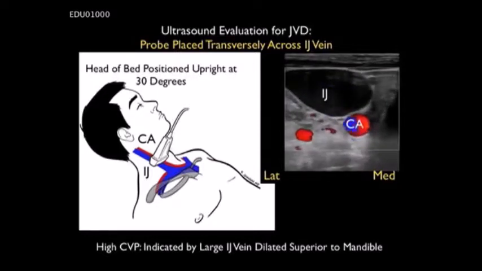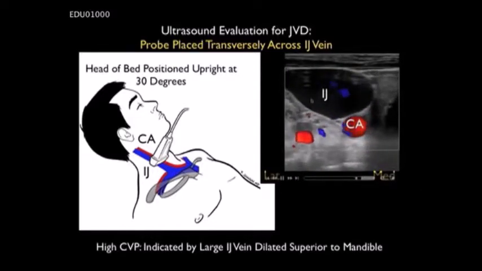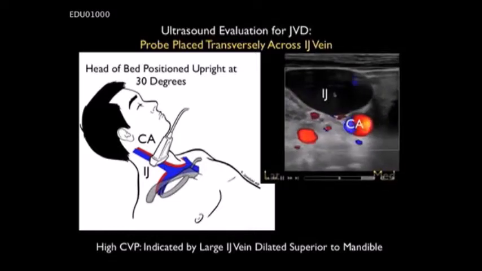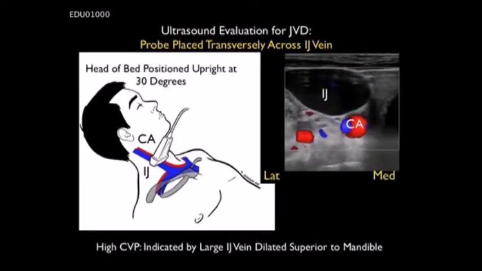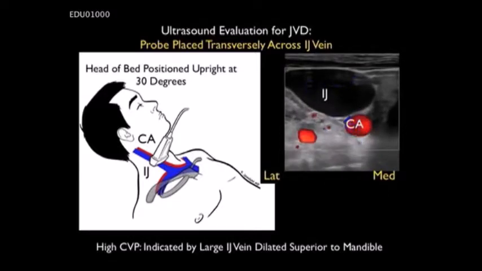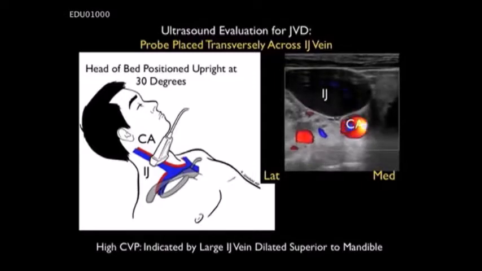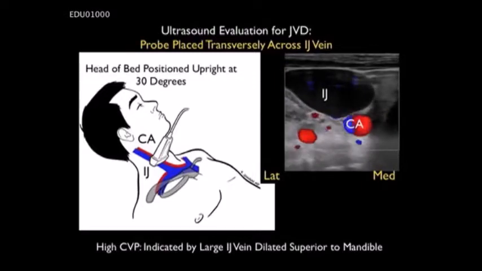In these cases, visualization of the internal jugular veins can act as an alternate measure for assessing central venous pressure. In this examination, the head of the bed is placed upwards 30 degrees and the high-frequency linear array probe is placed tangentially or in a short axis view across the internal jugular vein. Here we see a plethoric or distended internal jugular vein that has little inspiratory collapse, indicating a relatively high CVP.